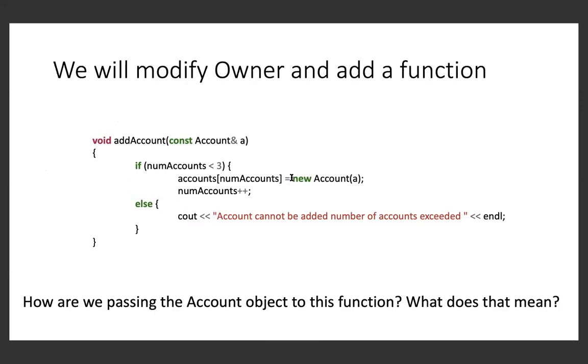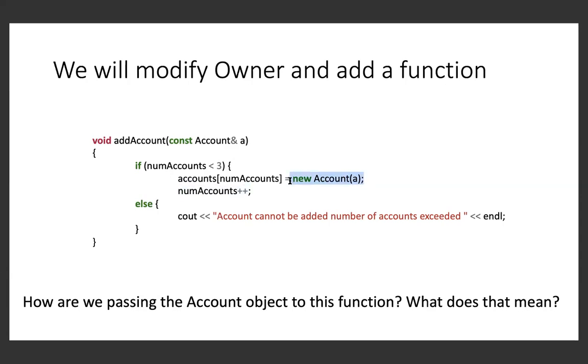You can basically see it right here. We are constructing a new account object by passing to it another account object that we are passing to the function. So in here, we are using the copy constructor. This is not the regular constructor. This is not the default constructor. This is taking another account object, and based on that, it's making a copy of it to create a new account object.